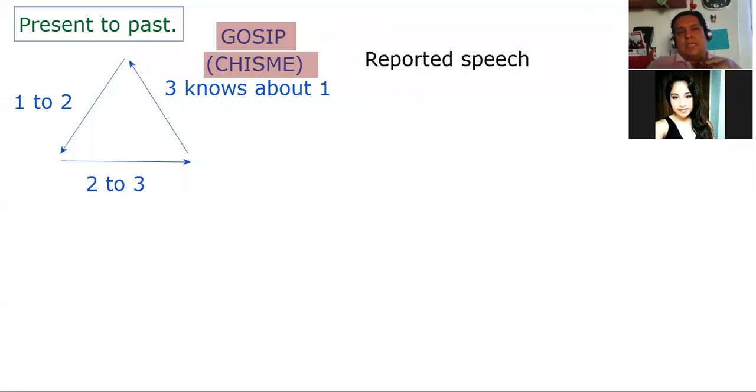So as I was saying, reported speech is gossip, chisme in Spanish, and we remember present to past. Now, you see a little triangle here. This is the way I explain it: person one to person two to person three, and person three knows about person one. It's a cycle, I mean, we could say circle, but not really, just a little triangle here.